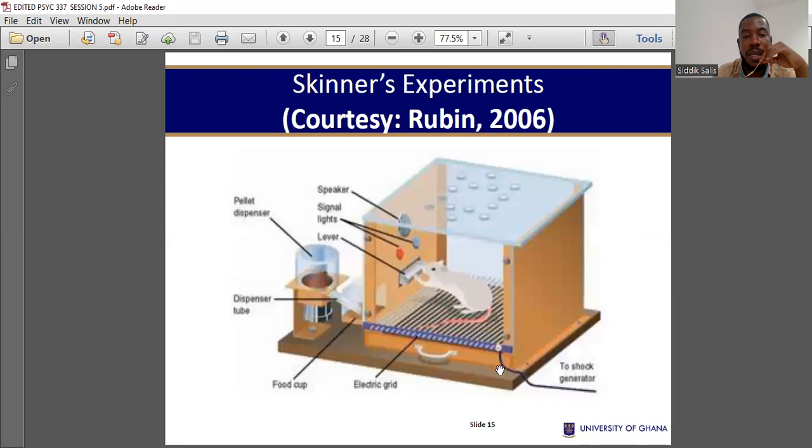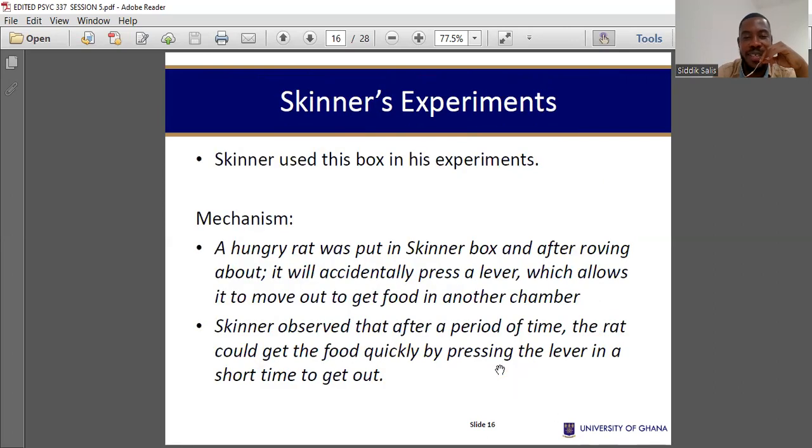So that's the Skinner's box. We've heard it before, right? Skinner used this box in his experiment. A hungry rat was put in the Skinner box, and after roving about, it will accidentally press a lever, which allows it to move out to get food in another chamber.